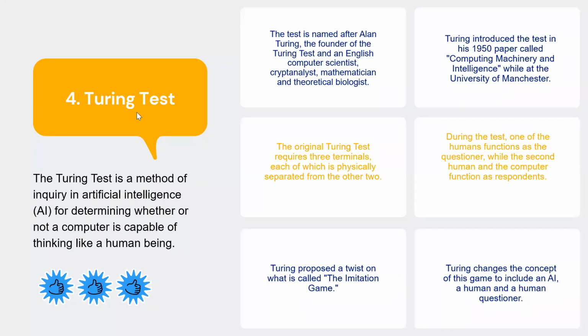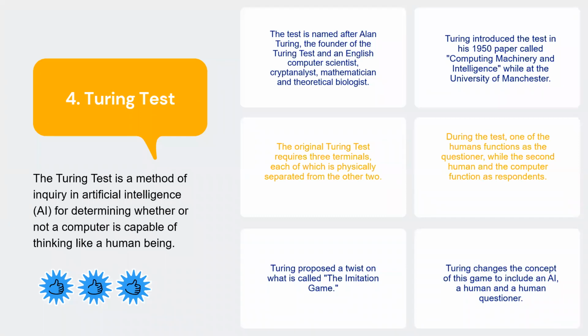Okay, the next is, what is the Turing test? The Turing test is a method of inquiry in artificial intelligence, or AI, for determining whether or not a computer is capable of thinking like a human being. The test is named after Alan Turing, the founder of the Turing test, and an English computer scientist, cryptanalyst, mathematician, and theoretical biologist.